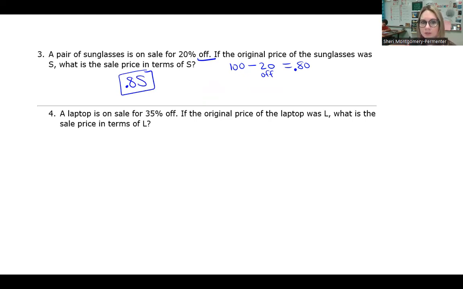The second question is very much the same. A laptop is on sale for 35% off. If the original price of the laptop was L, what is the sale price? So if we have 100% and we take off 35%, what percent are we paying for? 65. And as a decimal, it's 0.65. So to figure out the sale price, we would take 0.65 and we would multiply it by L, or the cost of a laptop.